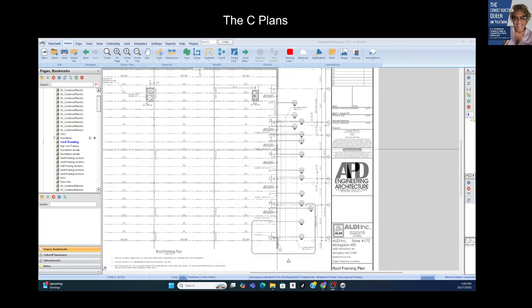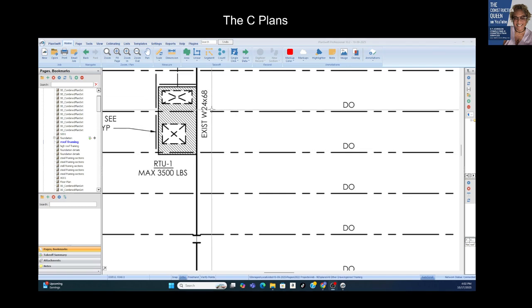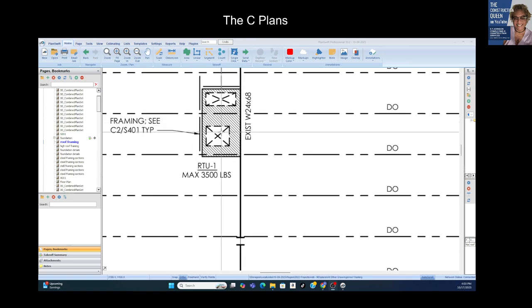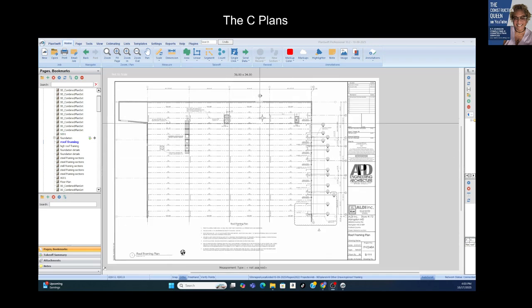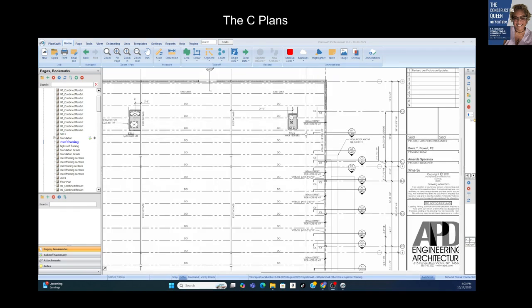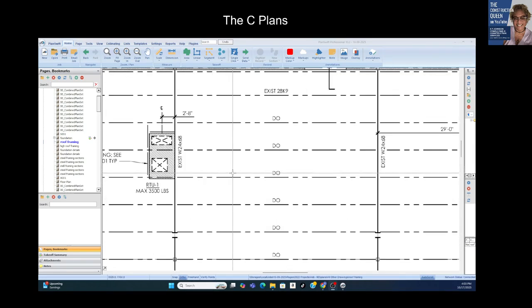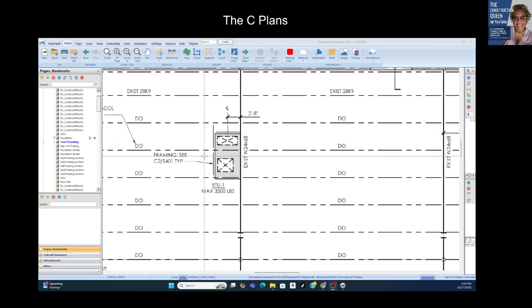All right, if there are any headers, it looks like we have some new rooftop units installed. They're heavy. And it does say typical here. So whatever we see there, we can just do one and multiply it by however many we have. It looks like we have 2. As you see, when it's typical, which we see here, framing C2 S401 typical. So I'm going to go there and do those measurements.